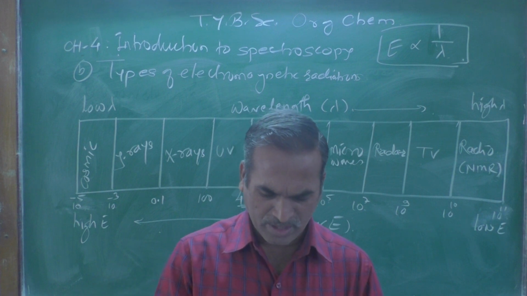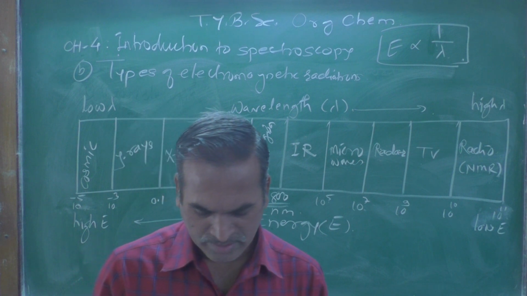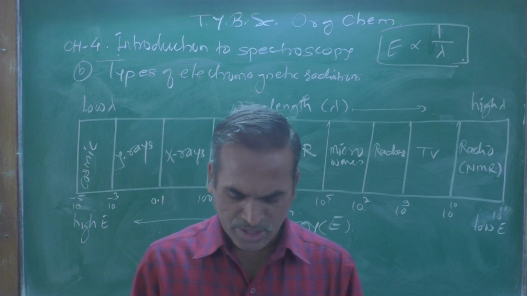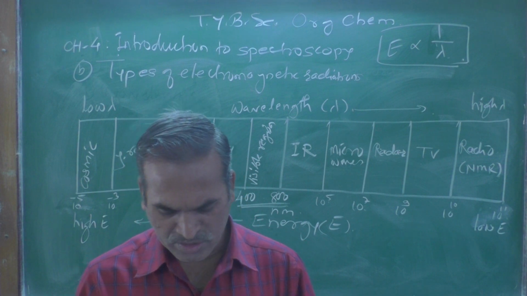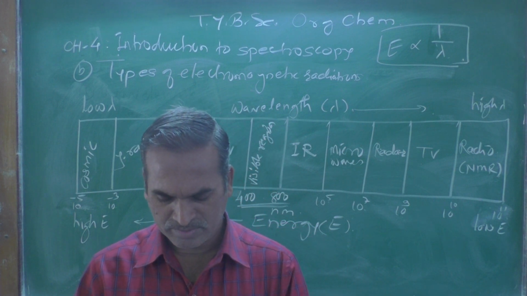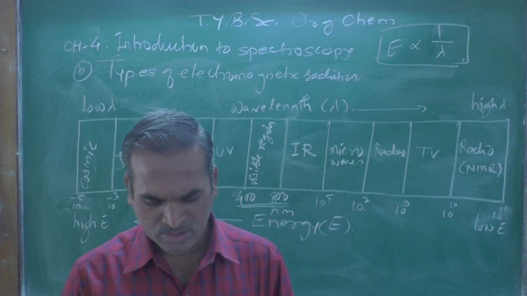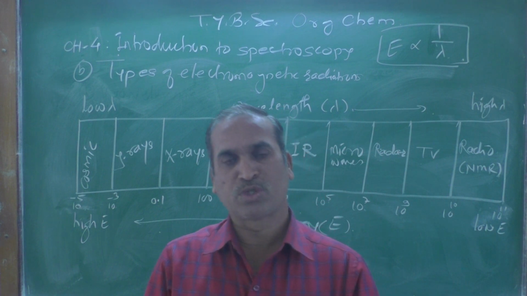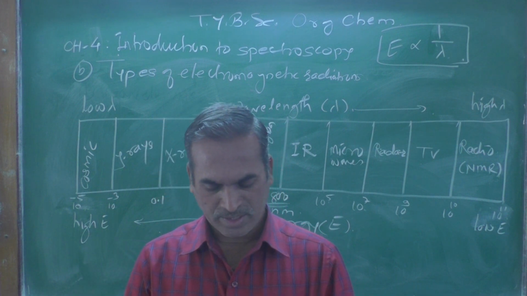So this classification shows that cosmic rays have the shortest wavelength, hence highest energy and frequency, and radio waves have the longest wavelength, hence lowest energy and frequency. As we move from left hand side to right hand side in the figure, the wavelength goes on increasing, and hence energy and frequency go on decreasing. That is a general trend observed here.